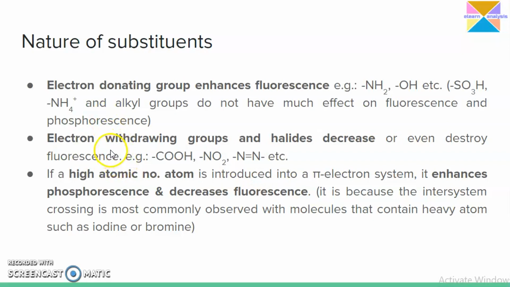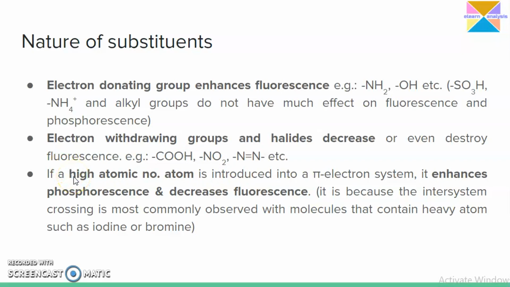They simply withdraw all the electrons, making the whole molecule deficient of electrons, so that no electrons are involved in the transitions. And if that is the case, then the molecule will lose its fluorescence property. So some examples of electron withdrawing groups are COOH, NO2, and N double bond N, etc.